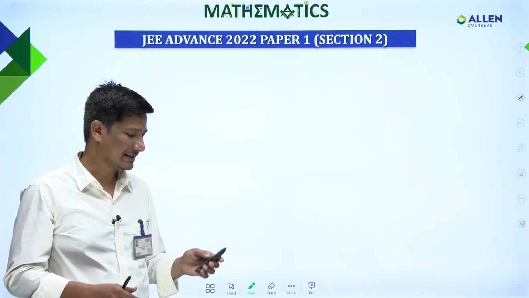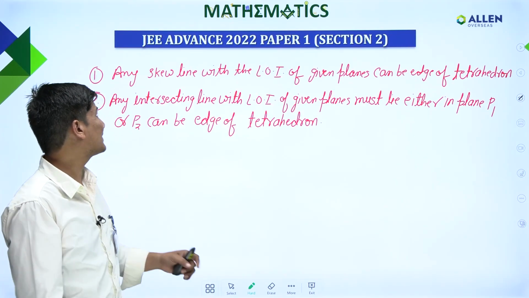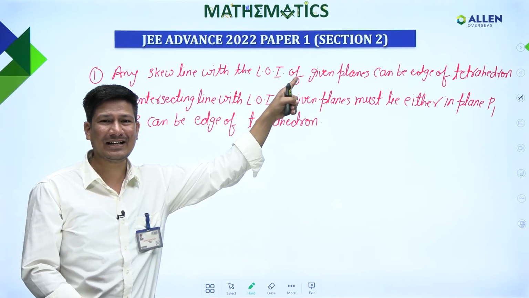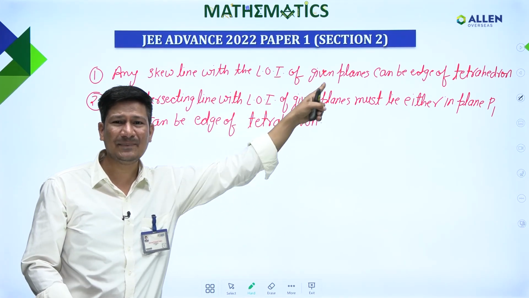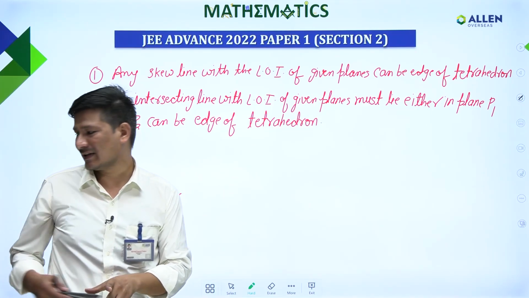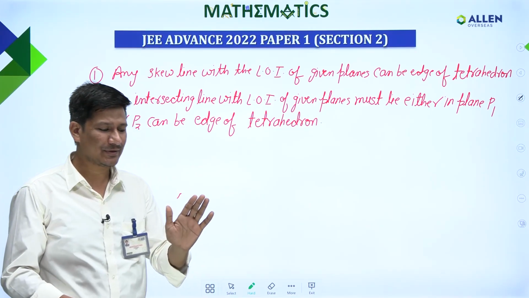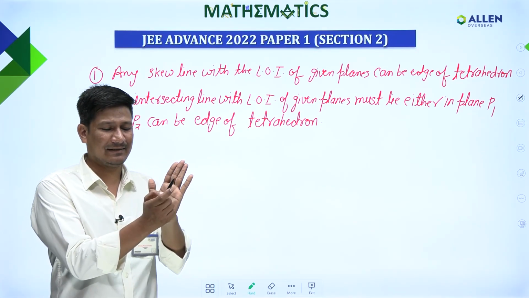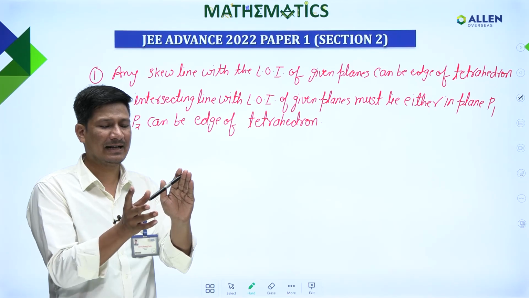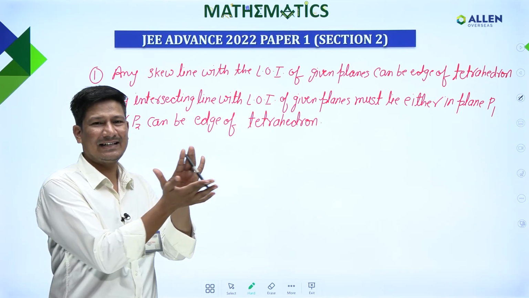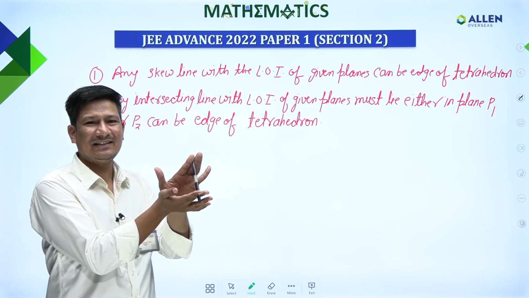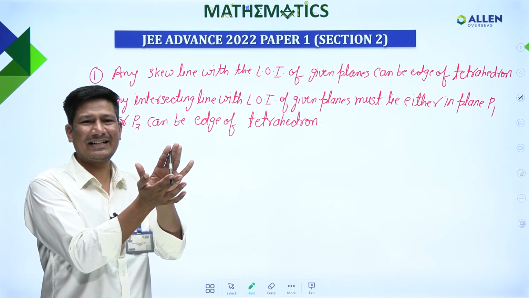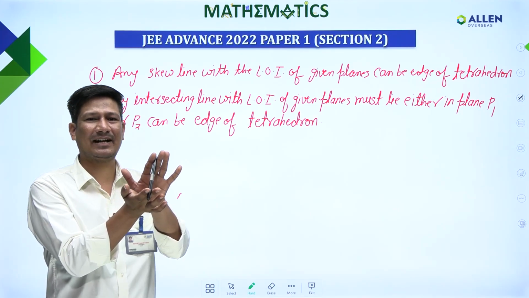Guys, on the next slide I wrote this: any skew line with the line of intersection of the given planes can be an edge of the tetrahedron. How can you understand this? See carefully. Suppose this is my plane P1 and this one is the plane P2. That line is skew with the line of intersection, so that line can be the edge of the tetrahedron.